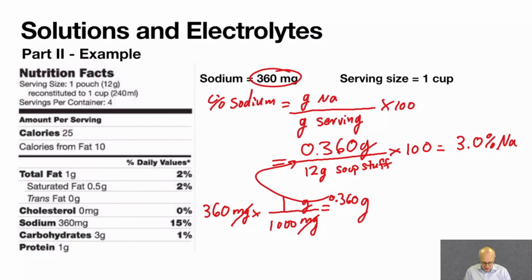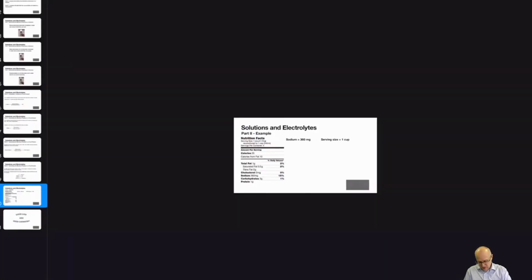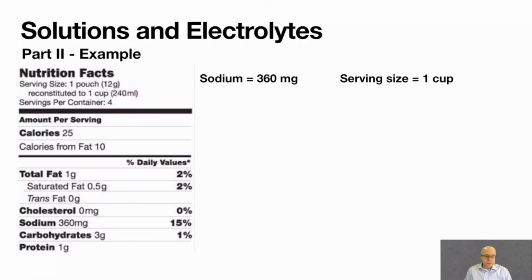But now, what if we wanted to know the molarity of sodium in the finished product with the water added? Let me just clear my board here. That's the only way I know how to clear it. Now, we just calculated a percentage of sodium in the pouch. Now we're going to calculate the molarity of sodium in the complete cup of soup, in the finished product, what we're about to drink. So we know that we have 360 milligrams, and we know that equals 0.360 grams because we just literally calculated it, right?